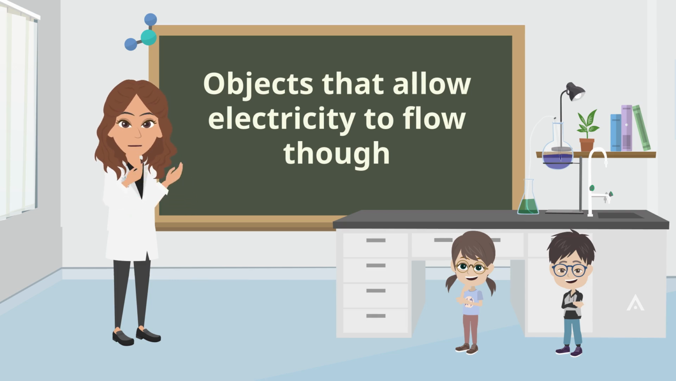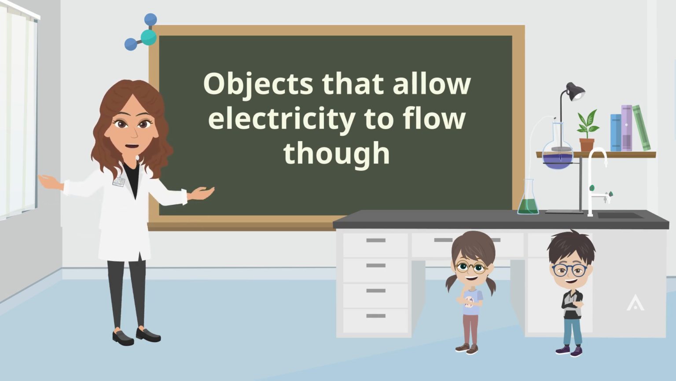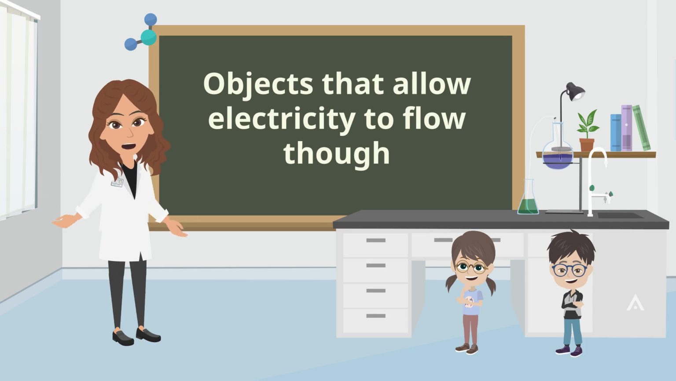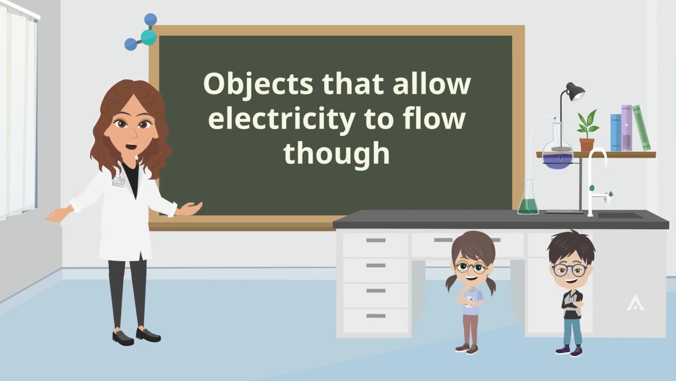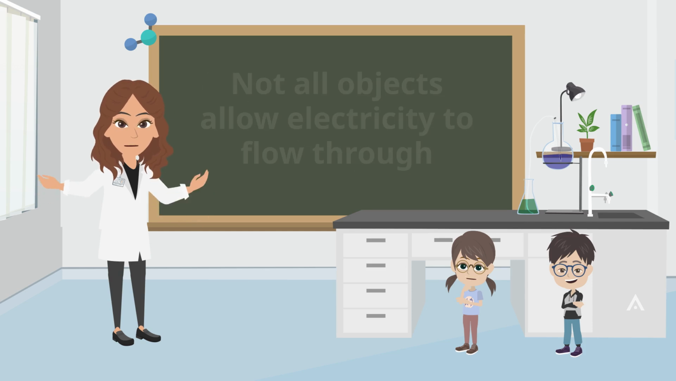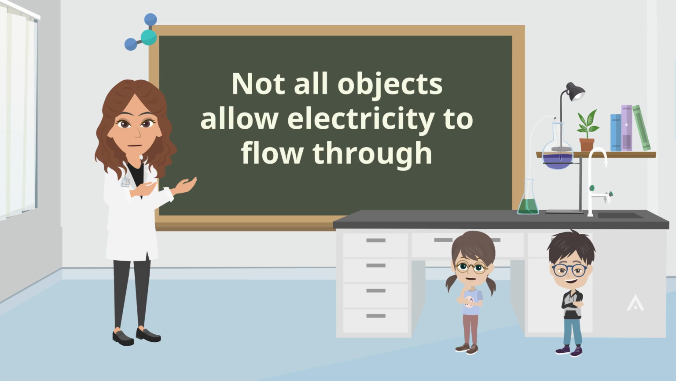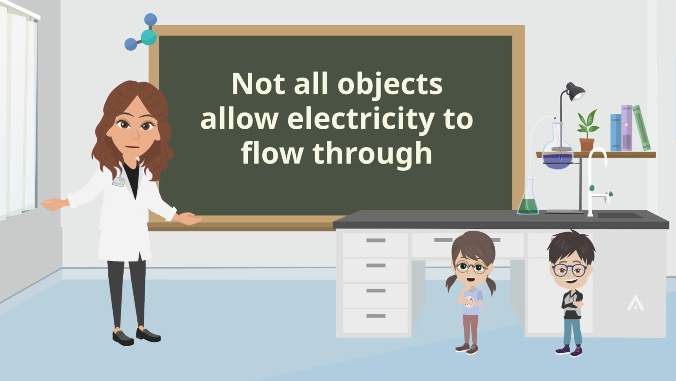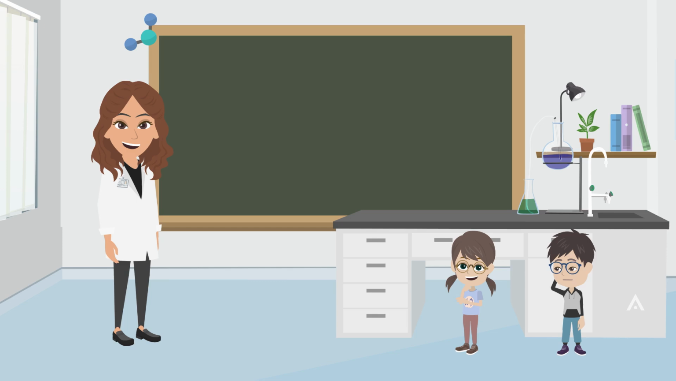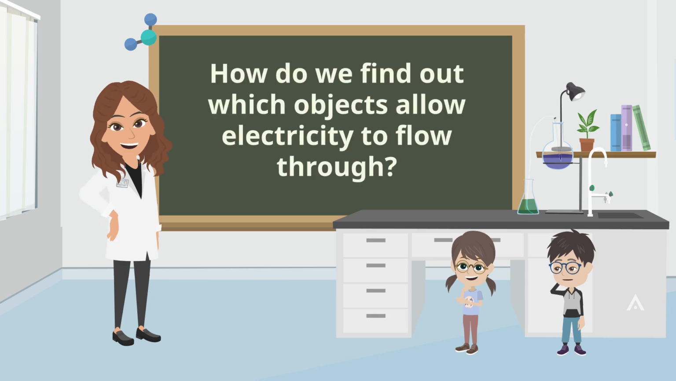In this video, we will find out which objects allow electricity to flow through them. Do all objects allow electricity to flow through? No. Only some objects allow electricity to flow through. Teacher, how do we find out what are these objects?